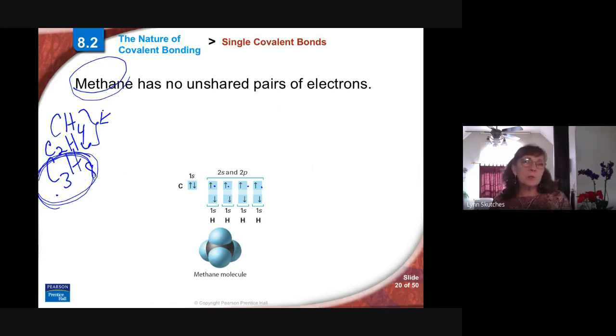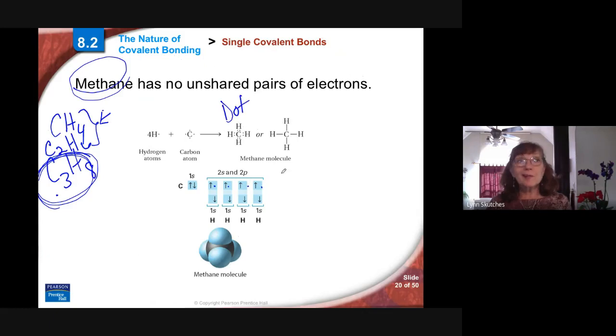3 times 12 is 36, plus 8 is 44 also. So it wants to be a gas because it doesn't stick at all. There are no lone pairs. If you drew the dot diagram, remember the dots, a structural picture would just have lines. Each of those lines has 1 electron from carbon and 1 from hydrogen. They are single covalent bonds sharing 1 pair of electrons and no leftovers.